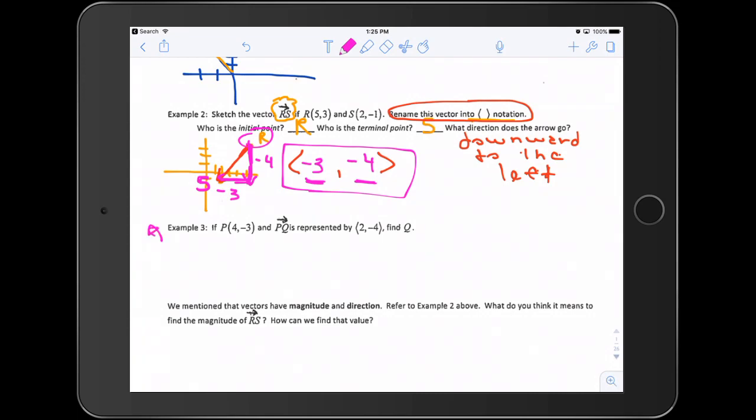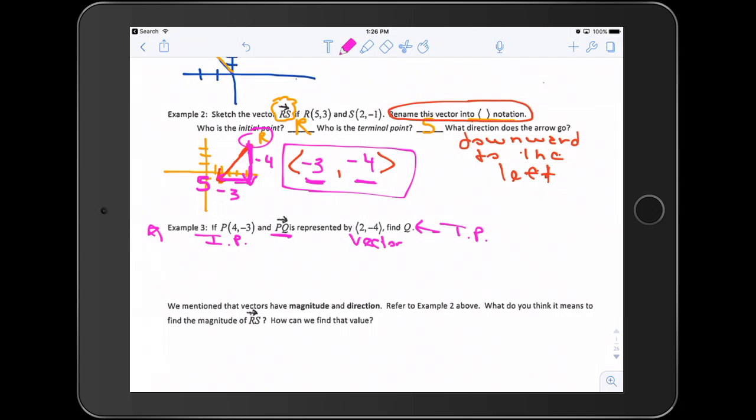It says if you have point P, which is 4, -3, and notice that's the initial point, and I know that because I'm looking at that right there. So I'm going to remind myself that that's the initial point. And it's represented by the vector, so this is the vector right there. And I want to find Q, and the Q is the terminal point.